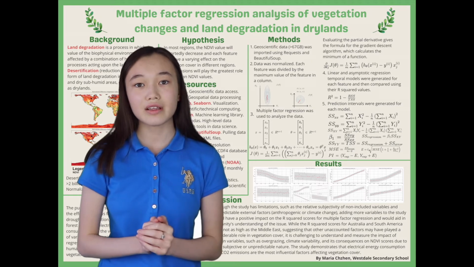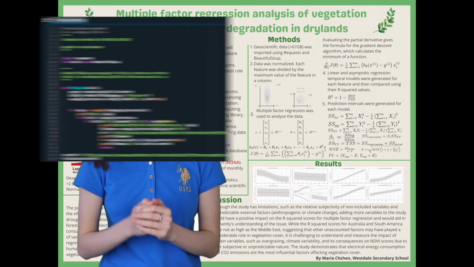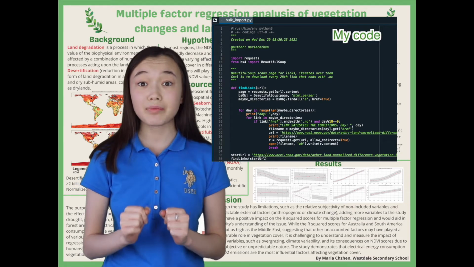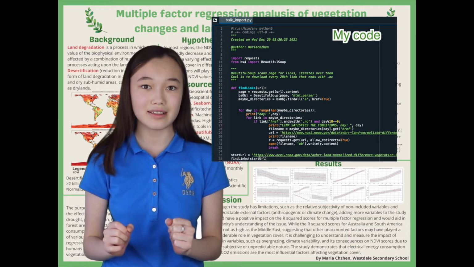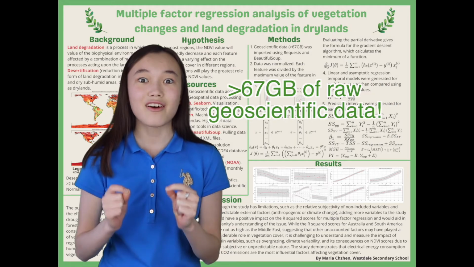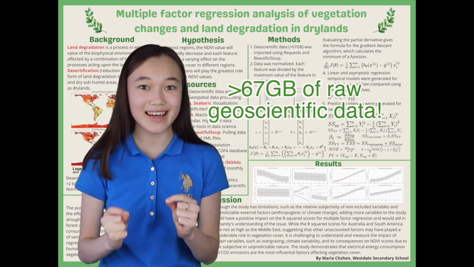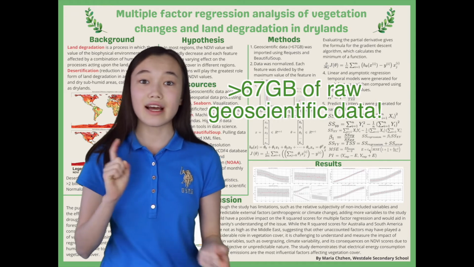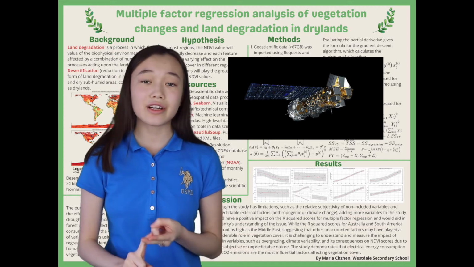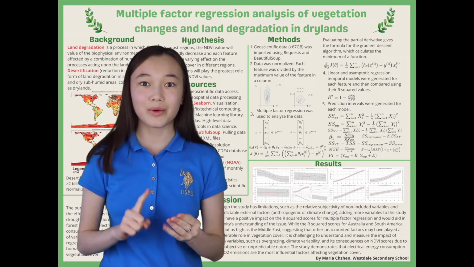First, I automated the process of bulk data import using the Python libraries requests and beautiful soup that web scraped and pulled data out of the HTML files. The program had extracted more than 67 gigabytes of monthly and annual geoscientific data from various sources, such as the National Oceanic and Atmospheric Administration's AVHRR, Terra Climate, Worldometer, and Our World in Data.